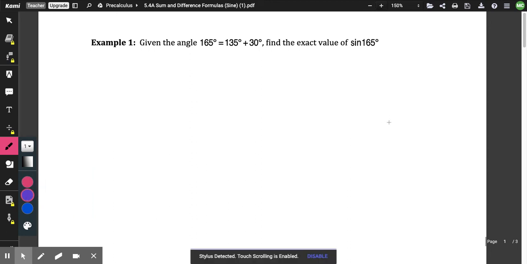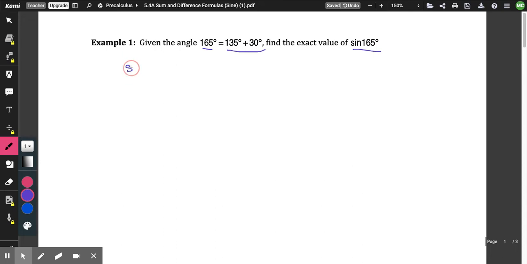Okay, so now we're going to use that sum formula in order to find the sine of 165 degrees. So they tell me over here that 165 degrees is the same as 135 degrees plus 30 degrees. So the first thing I would do to find sine of 165 degrees is rewrite it as sine of, replacing the 165 with 135 plus 30.